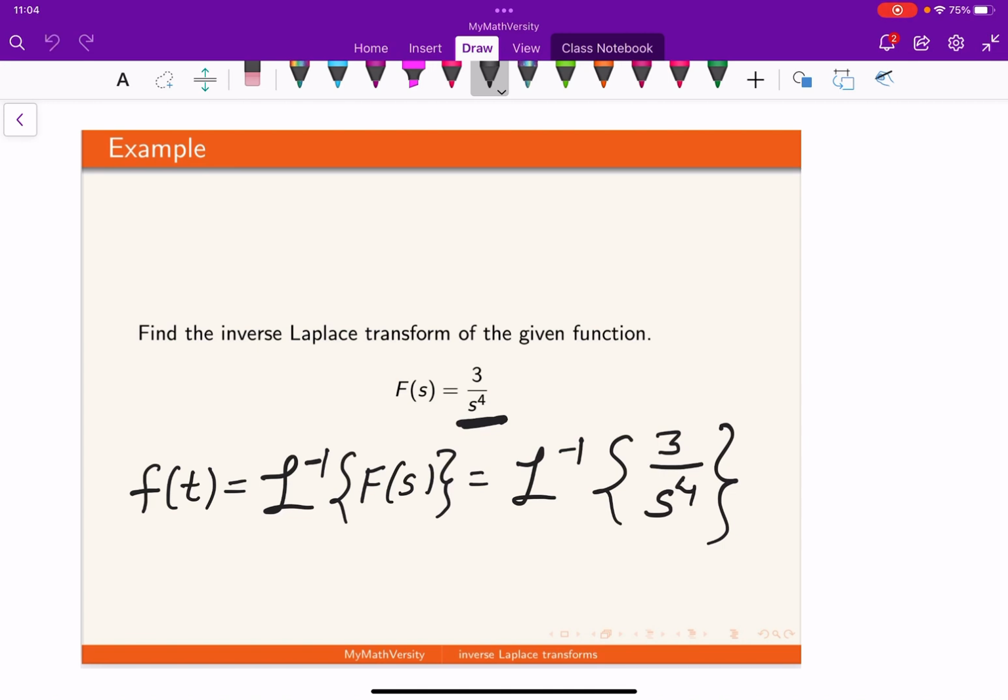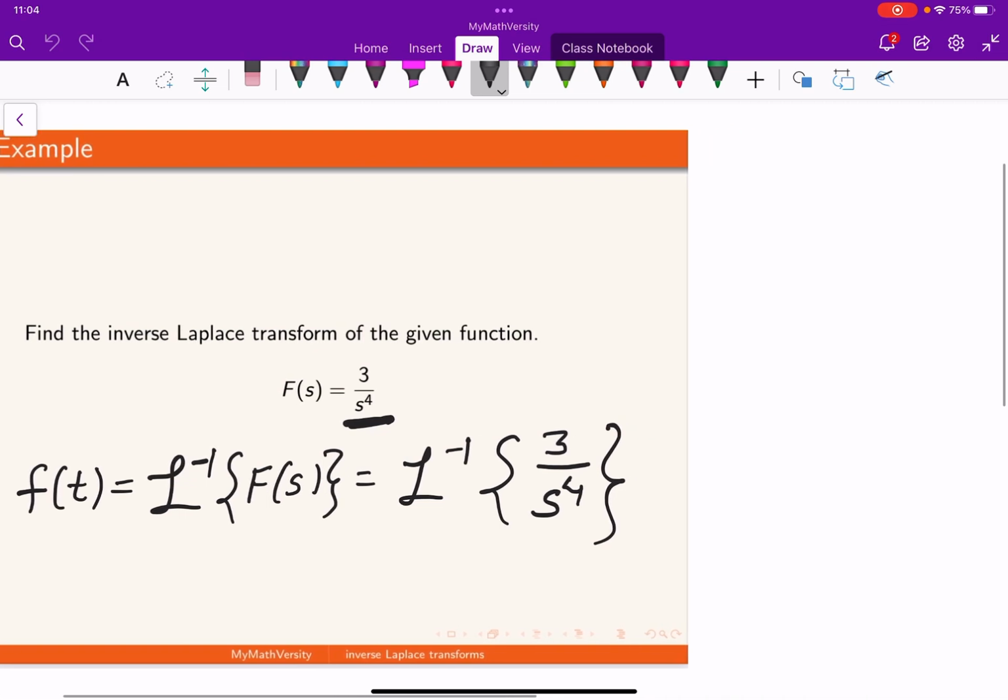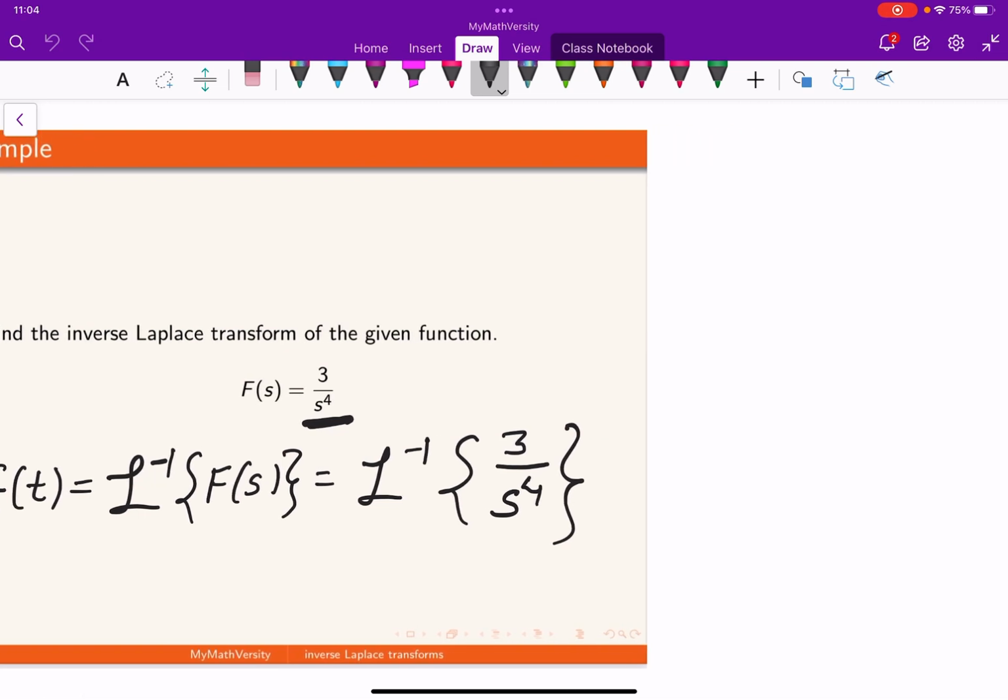So over here we have to find the inverse Laplace transform of 3 over s to the power 4. To find the inverse Laplace transform of this, we want to use the table of Laplace transforms, and then by using that we try to manipulate it a little bit and figure out the inverse Laplace transform of the given function.